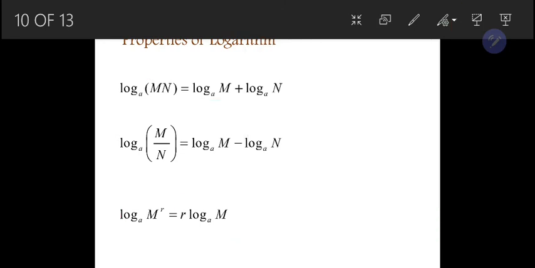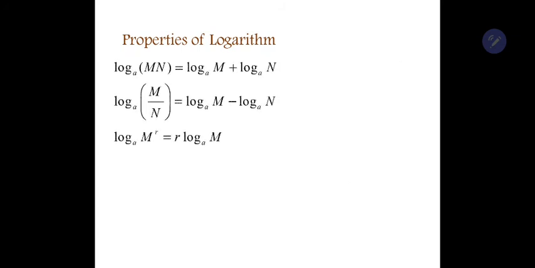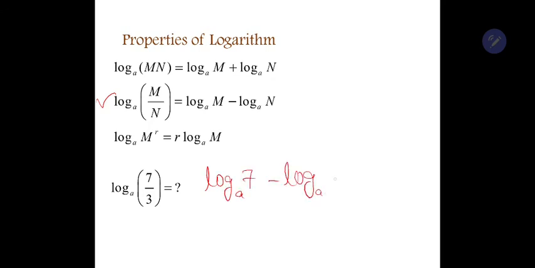Moving on. So this is what we have already done. Let's move on and let's use these properties to answer a few questions. This one is pretty simple. This one says that because we have 7 over 3 inside the log a, we can use the second property here. So according to the second property, it should be equal to log a 7 minus log a 3.